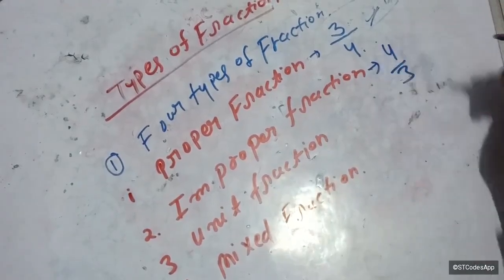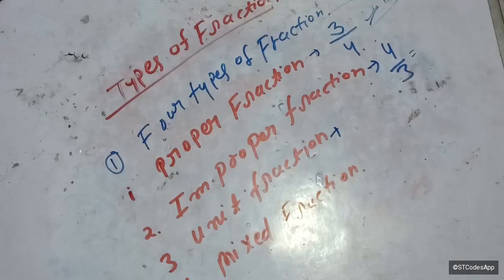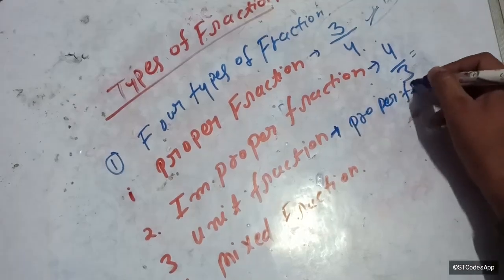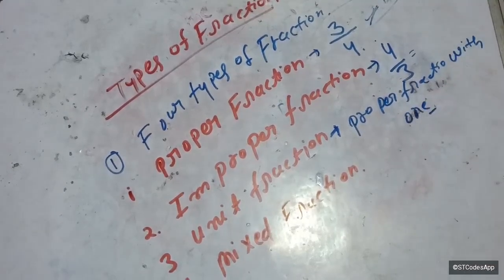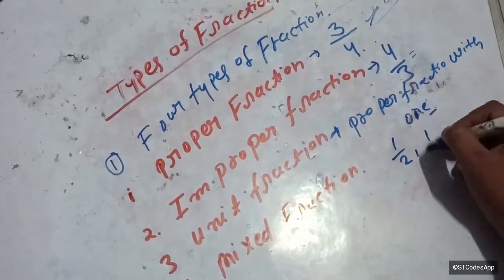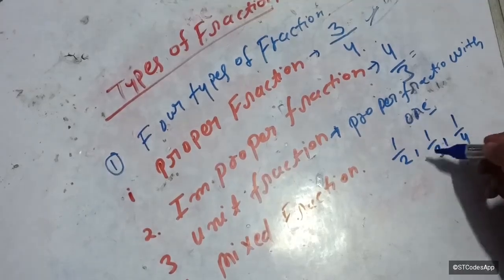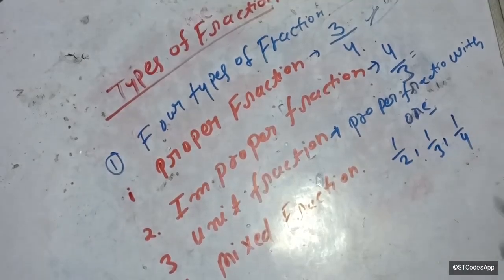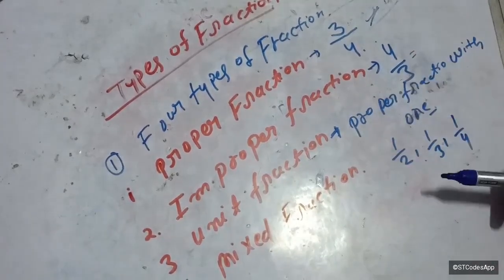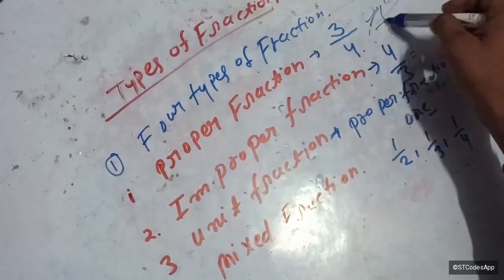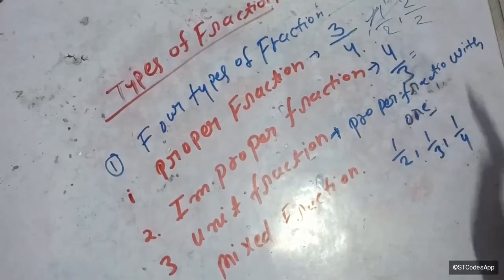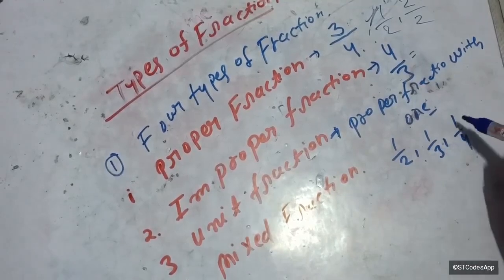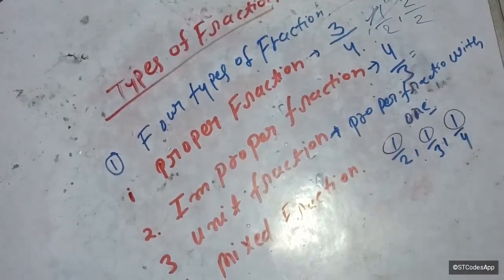Like 4 by 3. What is the unit fraction? A proper fraction with 1 as the numerator is known as a unit fraction, like 1 by 2, 1 by 3, 1 by 4. It is also a proper fraction. The difference is that in a unit fraction the numerator is always 1, so this is the unit fraction.